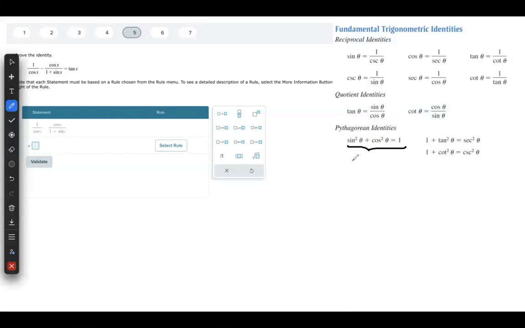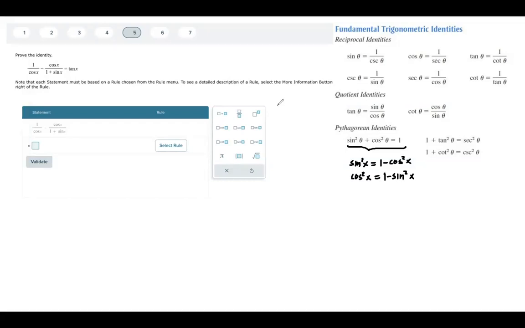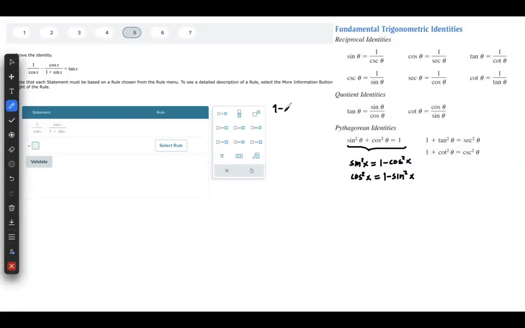So we know that sine squared of x is equal to 1 minus cosine squared of x. And we also know that cosine squared of x is equal to 1 minus sine squared of x. Always keep in mind that there's a way to factor 1 minus x squared. That can be factored as 1 plus x times 1 minus x.